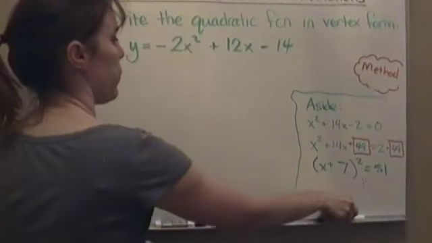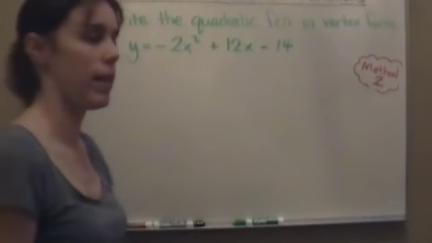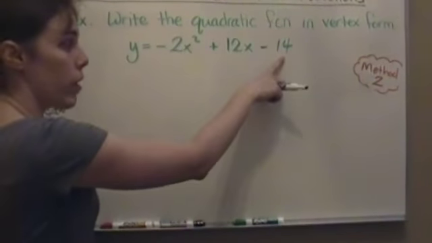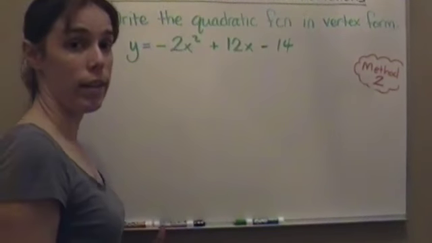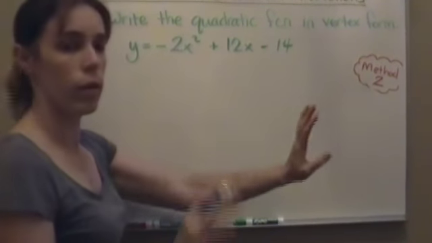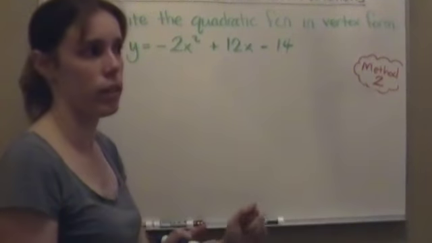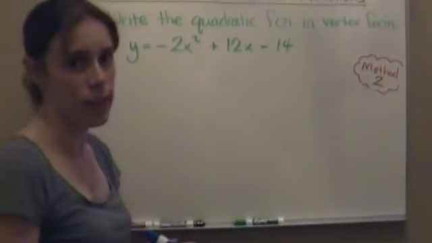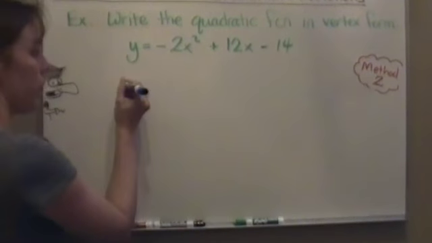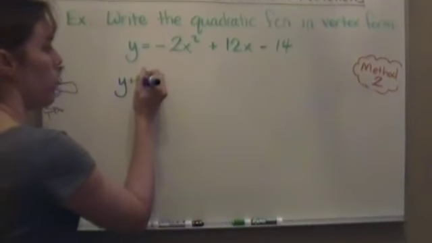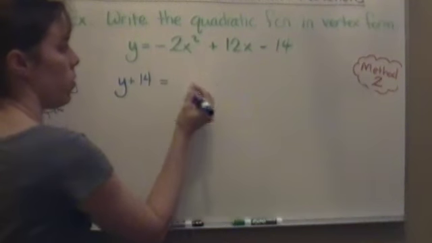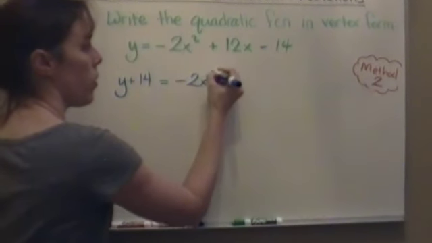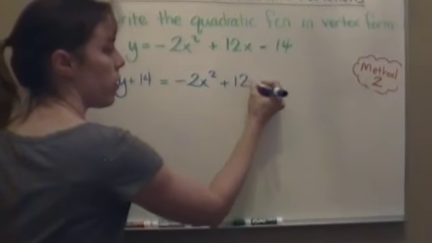Let's go over here. Alright, first step. Move the constant term out of the way. Some people just shove it over and don't pay attention to it until later. I like to move it to the other side because it just cleans up this right-hand side for me. It's easier for me to see. Y plus 14 equals negative 2x squared plus 12x.